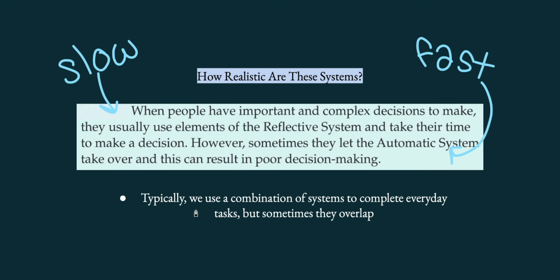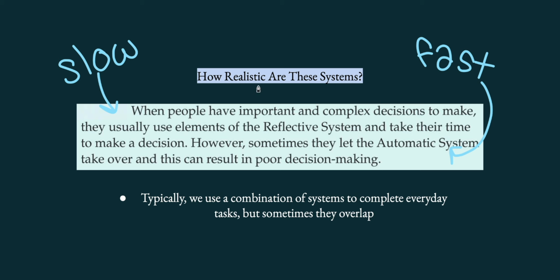And while typically we use a combination of these systems to complete everyday tasks, sometimes they do overlap, and sometimes we consider something, for example, buying a product. We think about it both for a second, what's my gut feeling, and then also evaluate it just a little bit, thinking, hey, do I really need this? Let's compare the quantities. Let's compare how much the price is paying for the quantity that I'm getting, X, Y, Z, and just so much more.